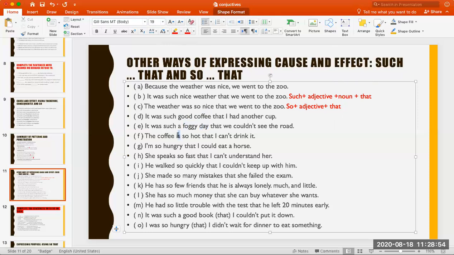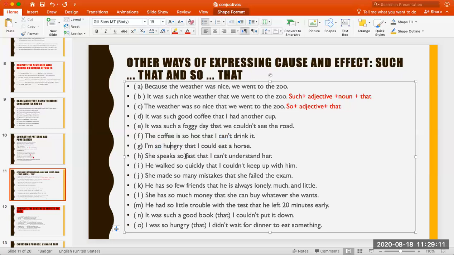Look at this. If there is present here, after that we use present. If it is past, you use past. So the coffee was so hot that I couldn't drink it. I am so hungry that. So adjective that. She speaks so fast.